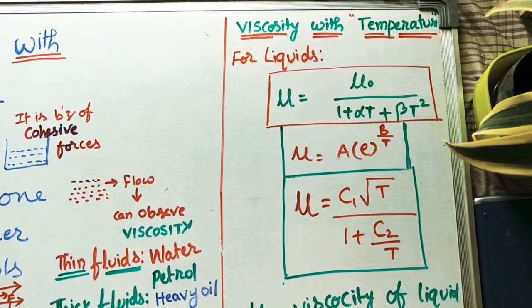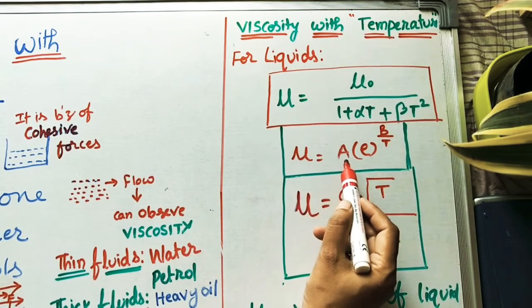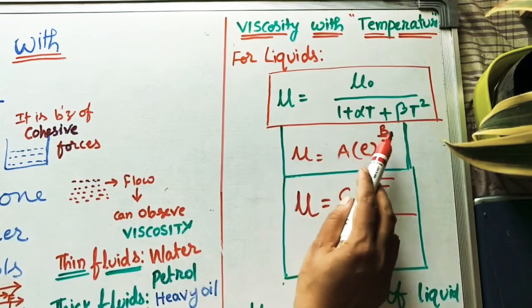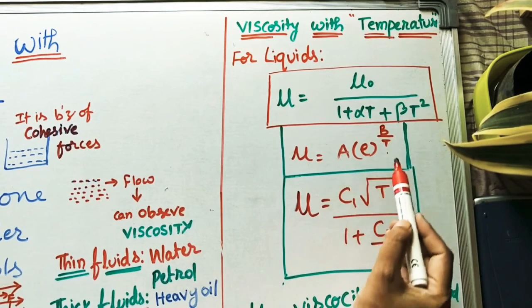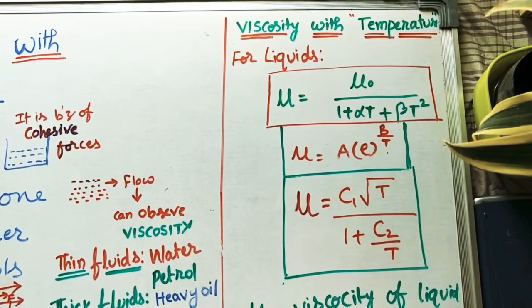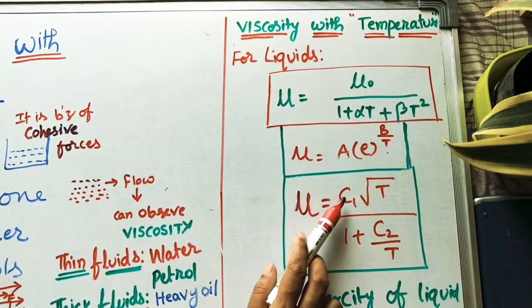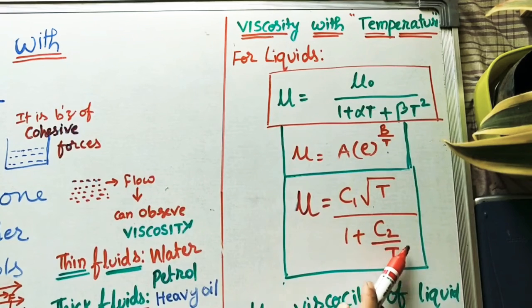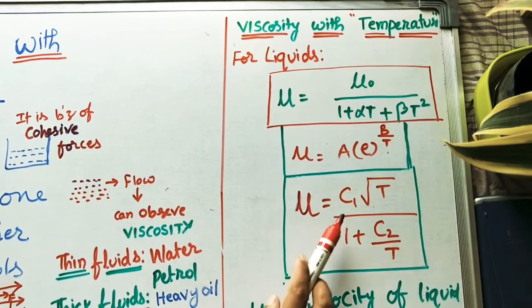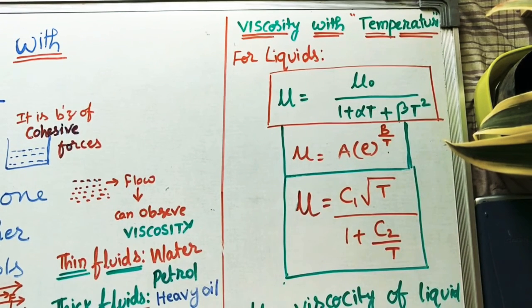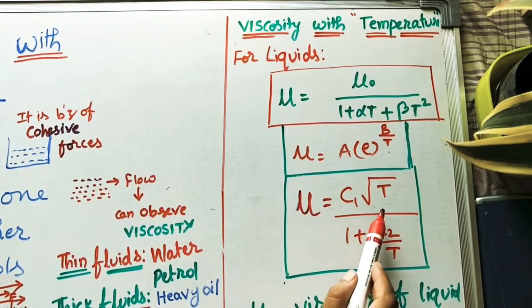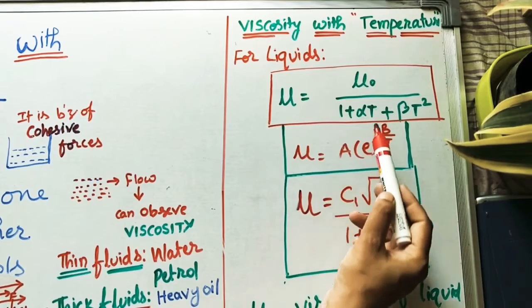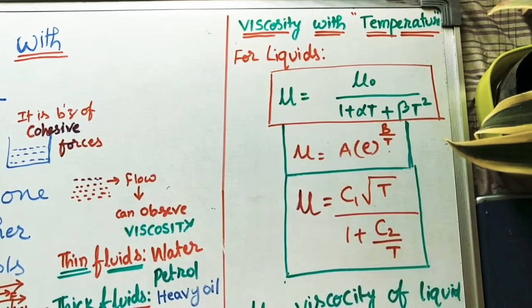The next formula is mu is equal to A into e power b by T. Here also A and B are constants. T is the temperature in Kelvin. Next formula is mu is equal to C1 root of T divided by 1 plus C2 divided by T. And here also C1, C2 are the constants. T is the temperature at which we have to find the mu value.